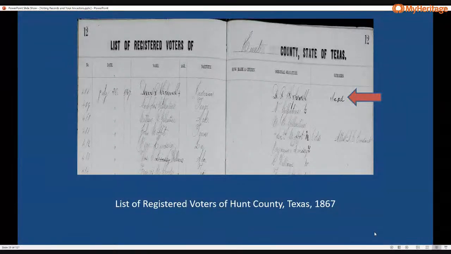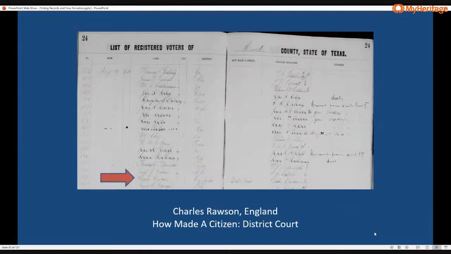This one is from Hunt County, Texas, from 1867. Now, this one is interesting. What if you're looking for a death record? In 1867, Texas does not have death certificates. But in this list of voters, this person's name has been X'd out, and under the remarks, it just says dead. Well, that would really get your attention, wouldn't it? Who thought you could find death information in a list of registered voters? And you can. There's all kinds of information that you can find in these types of records.